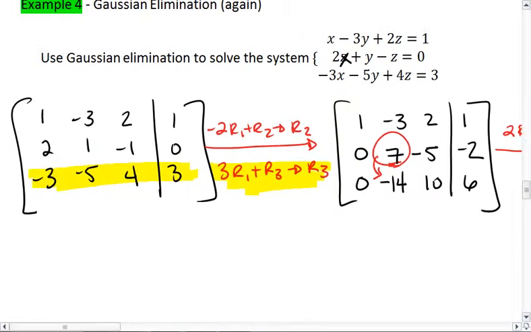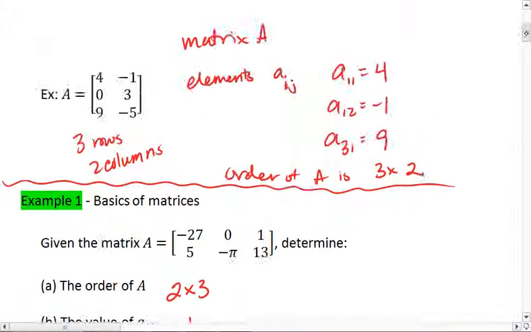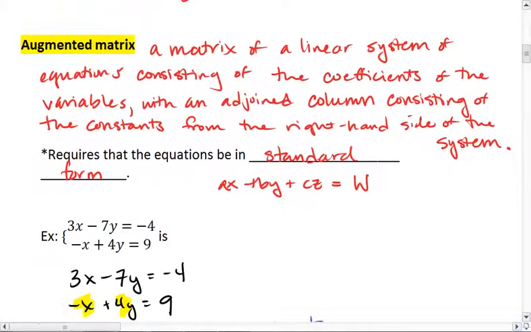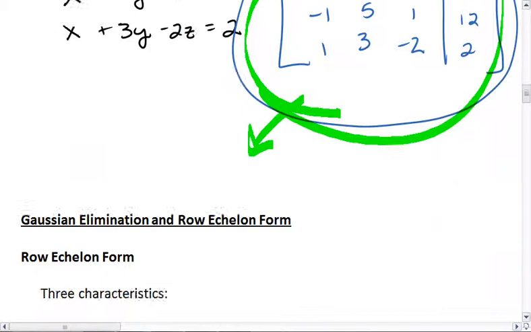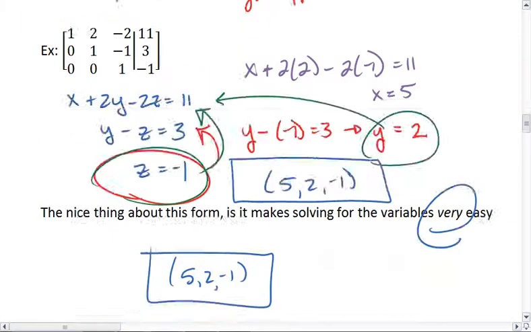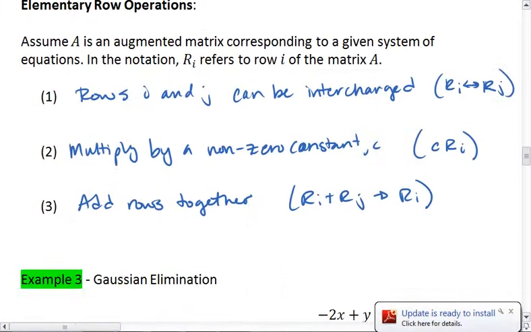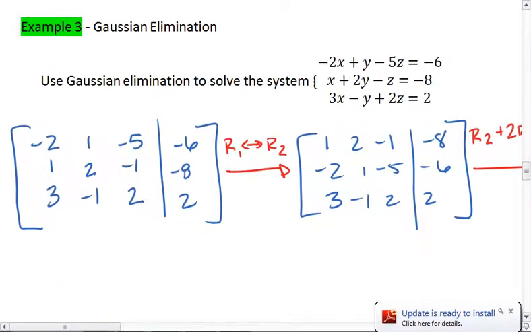Alright, I know this first part was a lot of information. We went over matrices, the basics. We also went over an augmented matrix. We talked about row echelon form and how to use Gaussian elimination to get us into row echelon form and solve.